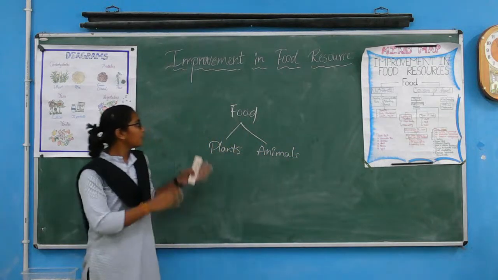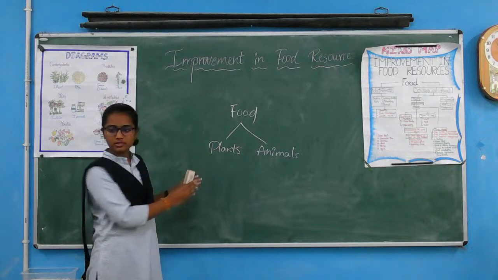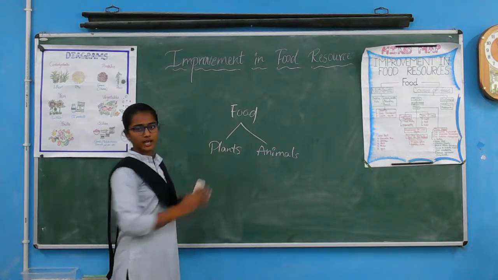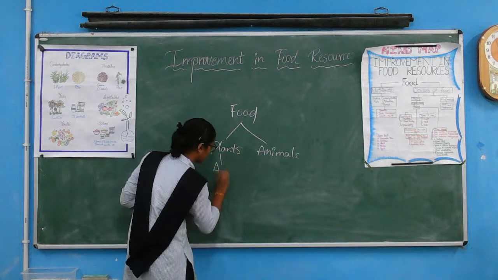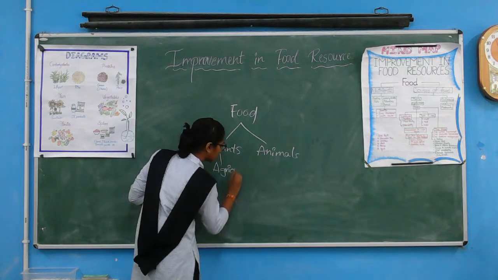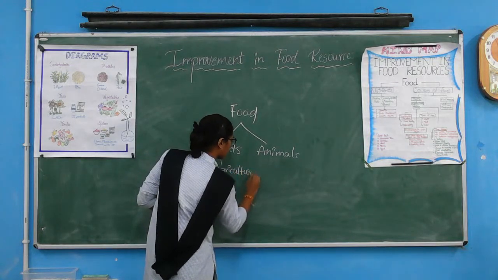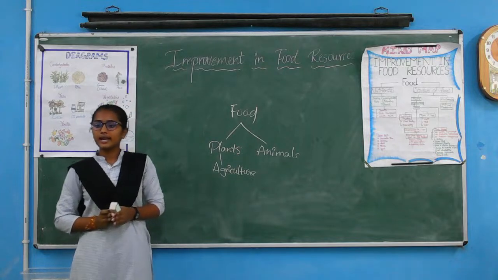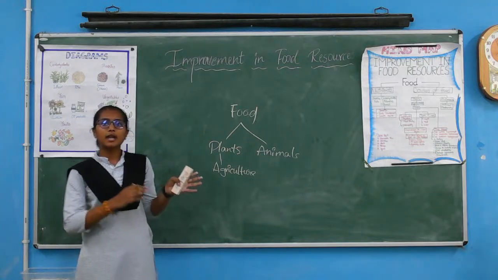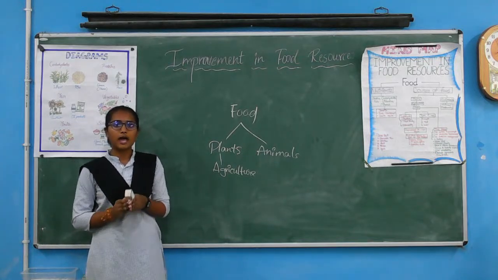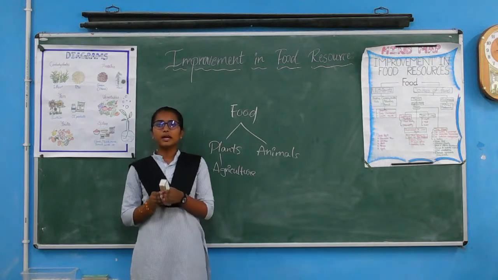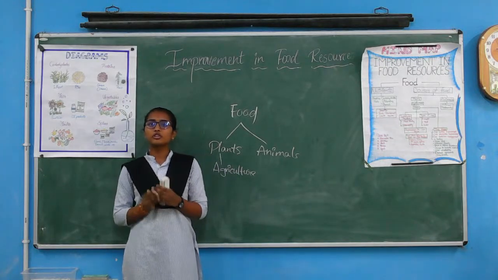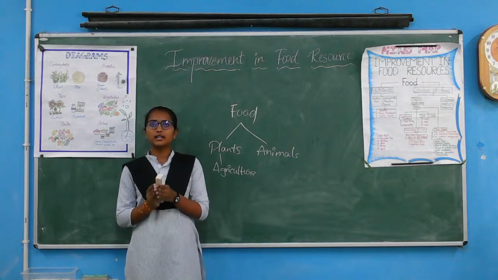See here, food is obtained from two main sources. Those are plants and animals. Plants are again categorized into agriculture, through which we can get crop production, and animals are categorized into animal husbandry, through which we can get sericulture, apiculture, and we can also rear animals and birds for better livestock.